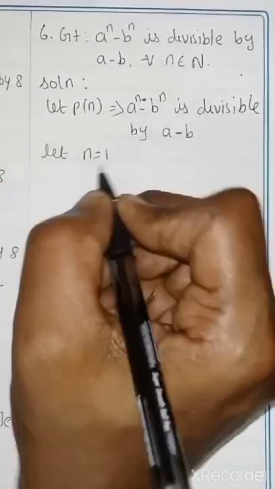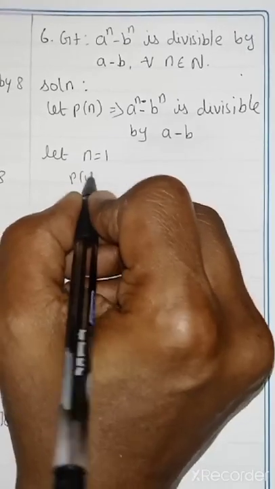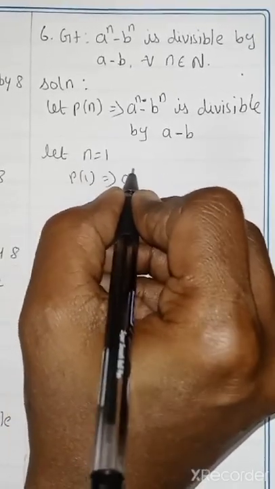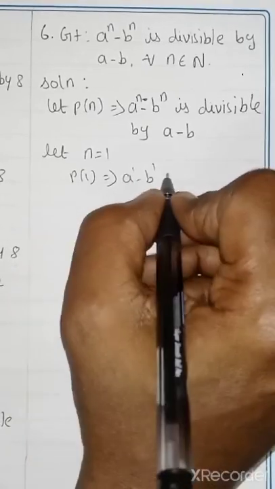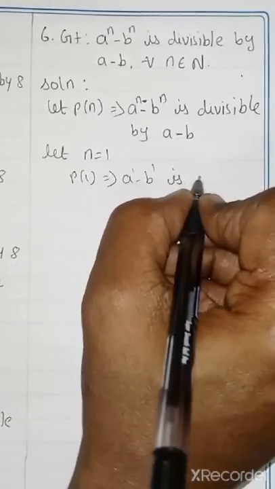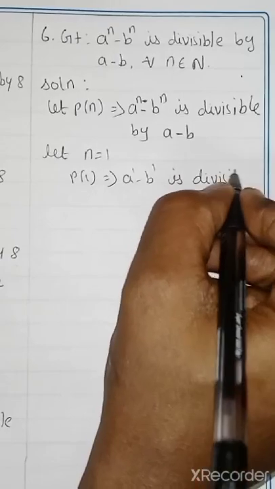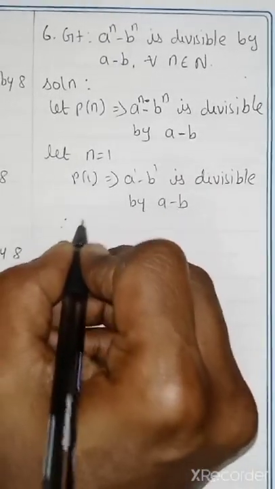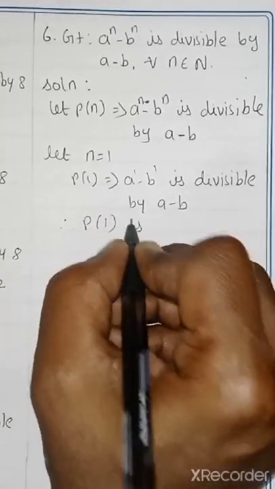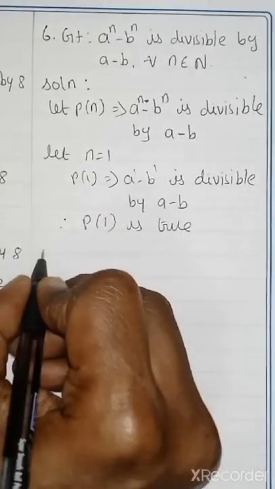Let n equal to 1. So for n equal to 1, P of 1 implies a power 1 minus b power 1. So a power 1 is a, b power 1 is b, a minus b, which is divisible by a minus b. Correct? A minus b is divisible by a minus b, right? Therefore, P of 1 is true. What is your next step?